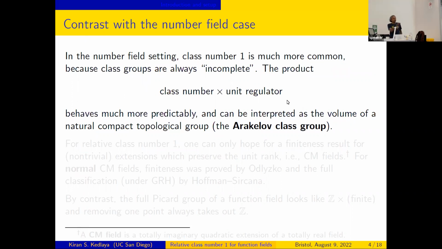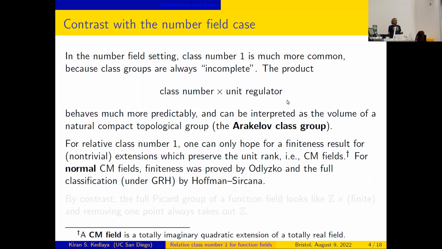I should warn you, this slide is not really reflected in the paper yet. I will update it in the final version. In the number field setting, class number 1 is somehow much more common because class groups are somehow missing an Archimedean contribution. The thing that behaves more predictably is the class number times the unit regulator, which is the volume of the, sometimes called, Arakelov class group. And so in particular, you can only talk about the relative class number one problem in a situation where the extension preserves the unit rank.